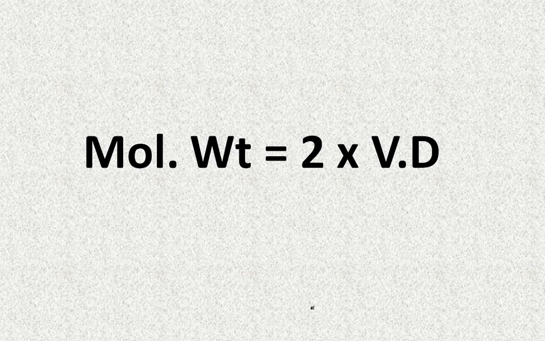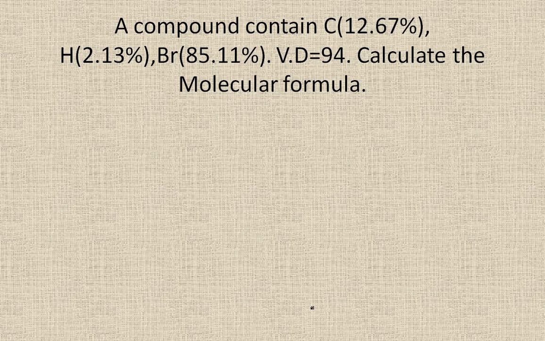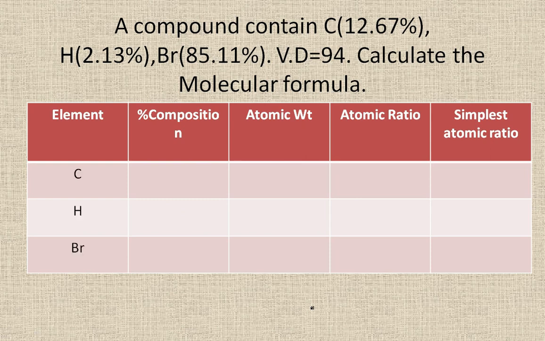Now we're going to use another formula, that is molecular weight is twice vapor density. Let's try. A compound contains 12.67% carbon, 2.13% hydrogen, 85.11% bromine. Its vapor density is 94. We have to find its molecular formula. Similar procedure: the elements, the percentage compositions 12.67, 2.13, 85.11, and the atomic weights: carbon 12, hydrogen 1, bromine 80. All these will be provided to you.